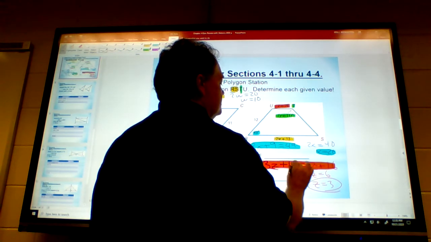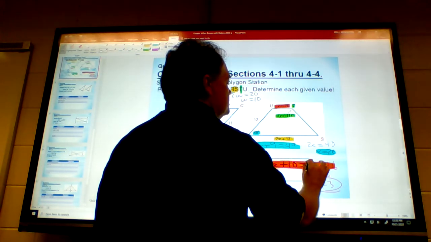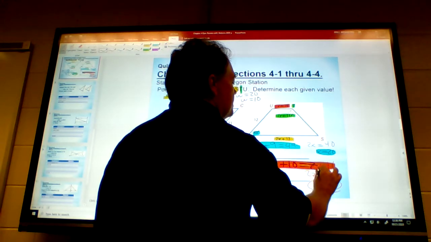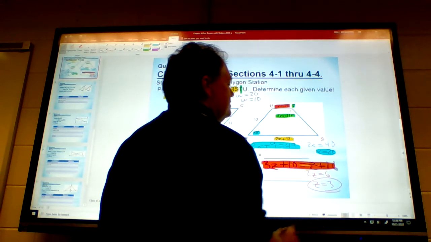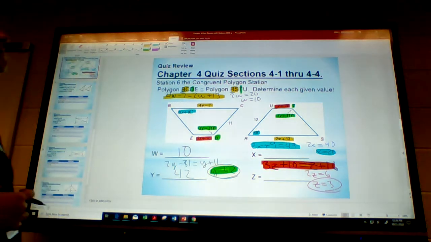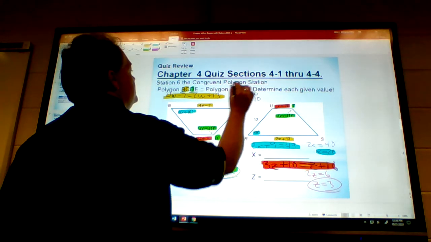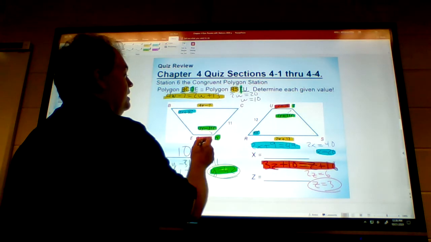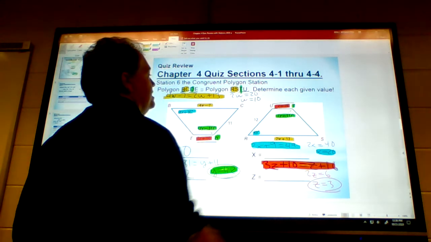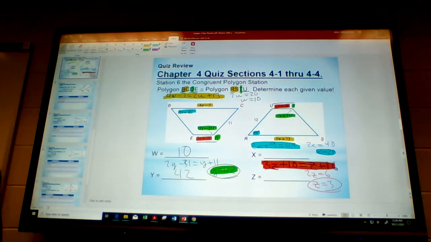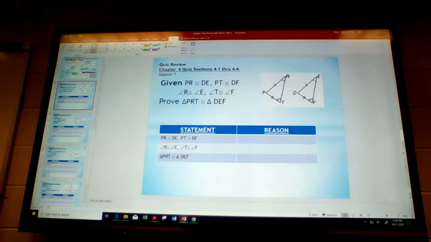Plus 10 equals z plus 16. So you can see it better at least, because ED is third, fourth, and TU is also third, fourth. So that's why those two match up with one another. So you get Z equals 3. All right, that's that. And feel free, if you have any questions about any of this, just let me know.